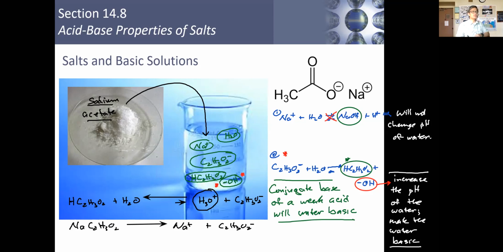You end up with a solution that is going to be basic, and you've got to keep in mind why it's basic. It's this process right here. So you focus in on this process. This doesn't happen, but this process here does happen, and that's the reason why you have a basic solution. You form a basic solution as a result of adding a conjugate base of a weak acid into water. So the question then is, how can we calculate this if this equilibrium does occur?